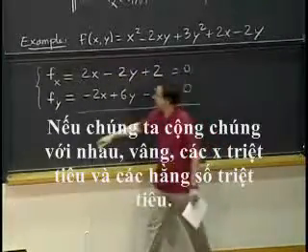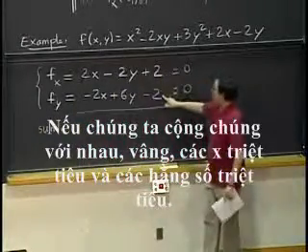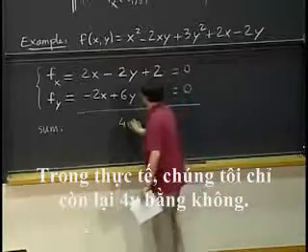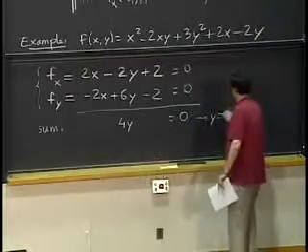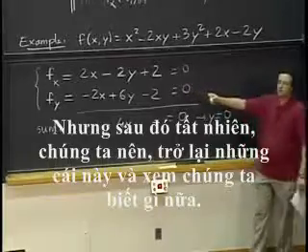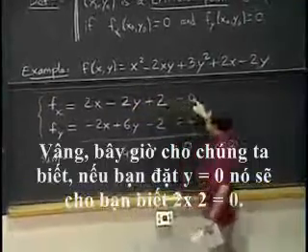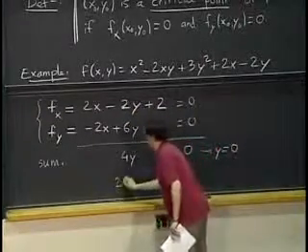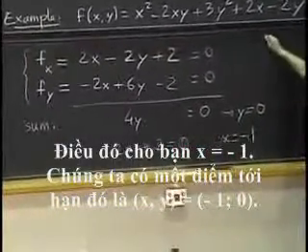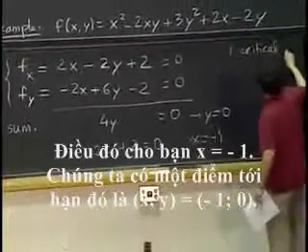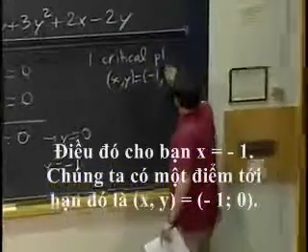If we add them together, the x's cancel and the constants cancel. And in fact, we're just left with 4y equals 0. That's pretty good. That tells us y should be 0. But then we should, of course, go back to these and see what else we know. If you put y equals 0, it tells you 2x plus 2 equals 0, and that tells you x equals minus 1. So we have one critical point: (x, y) equals (minus 1, 0).